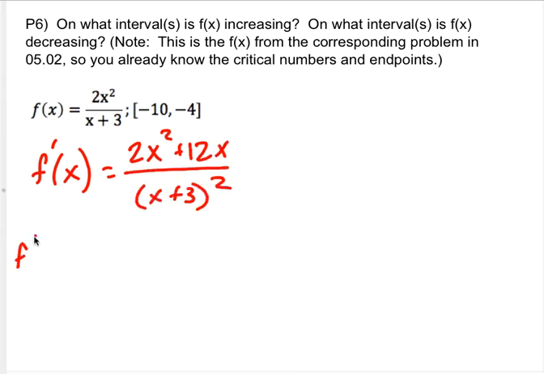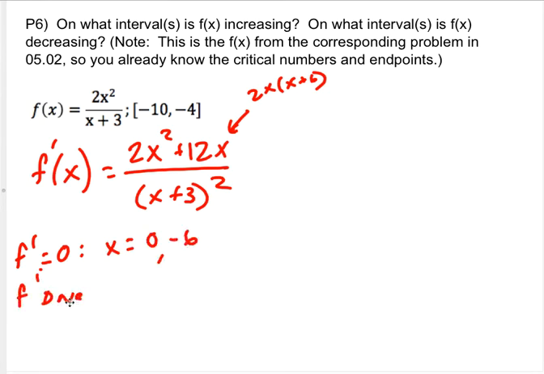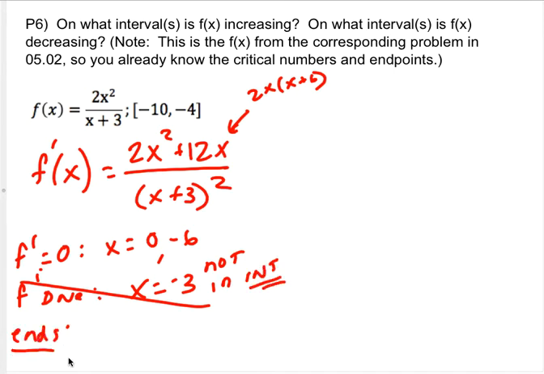So we found that our critical numbers happen at x equals, so this is actually a 2x times an x plus 6, which will be relevant later. So x is 0 and x is -6. F prime does not exist. That is an issue when x equals -3, but that's not in the interval. So it's not in the interval that we're given, and we do have endpoints. The endpoints we were given are x is -10 and -4.